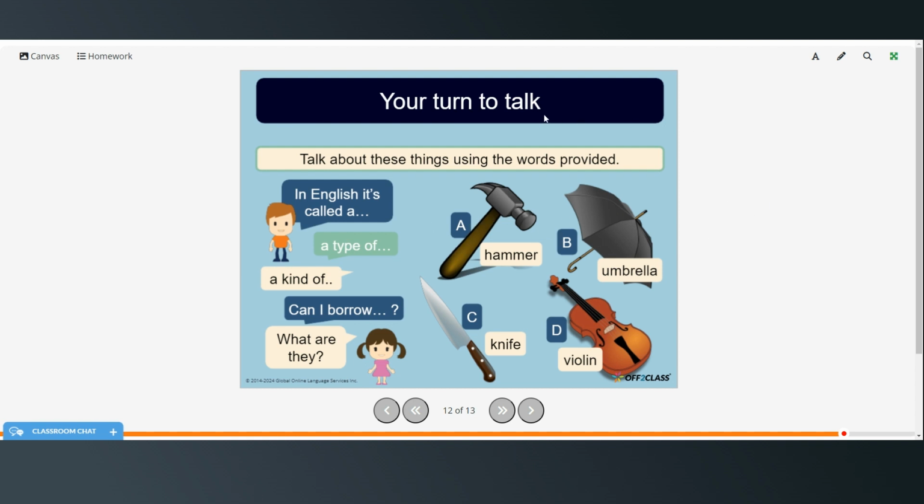Okay, so for A, you could say in English it's called a hammer. It's a type of tool. You might ask someone, can I borrow your umbrella? In English, it's called a knife. It's a kitchen utensil. And D, in English, it's called a violin. It's a type of musical instrument.